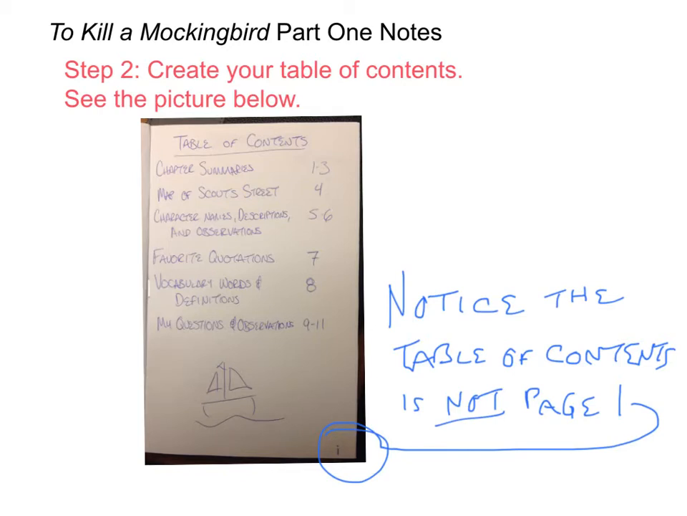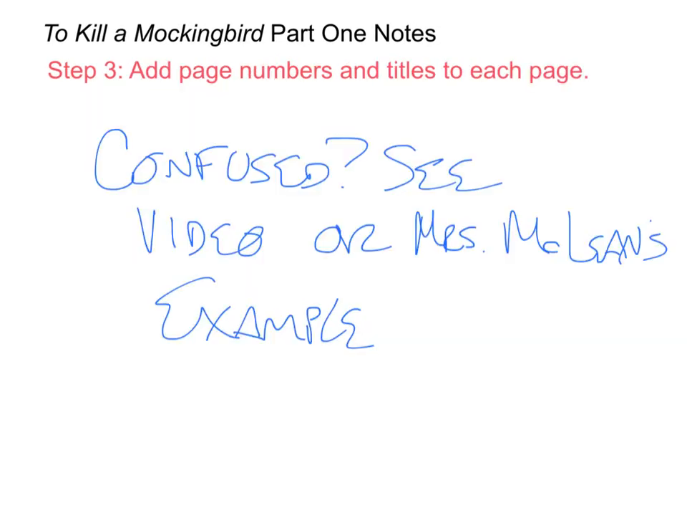If you chose to kind of wing it, then this is your step 2. Create a table of contents and set it up just like I have it set up in this picture. You don't have to draw the sailboat, although that would be awesome. Want to just highlight here, notice the table of contents is not page 1. It should be the Roman numeral I, because it's not technically part of your content.